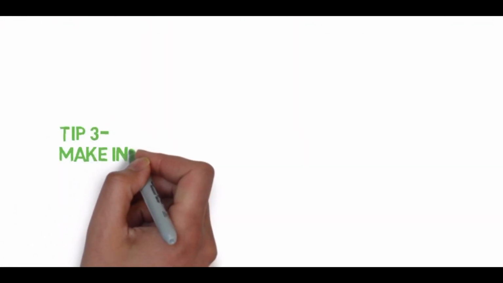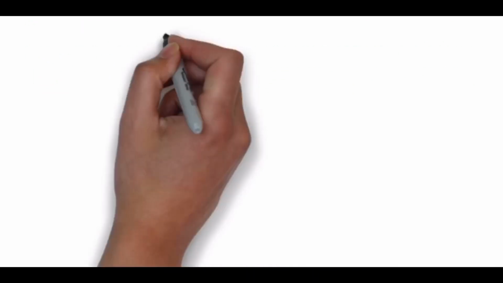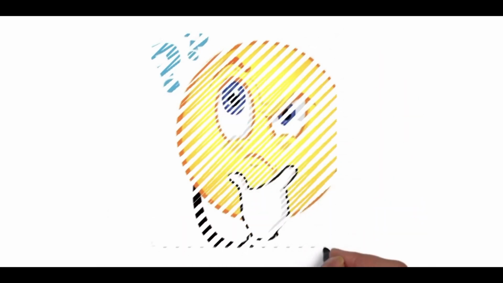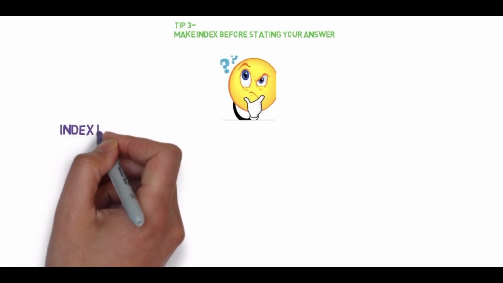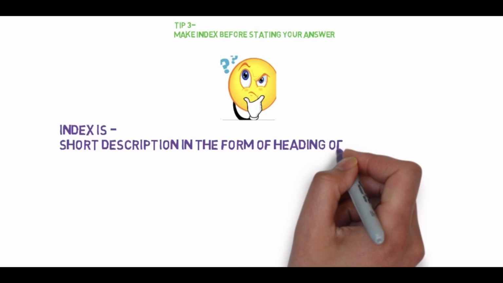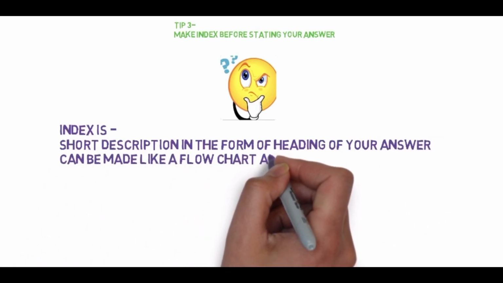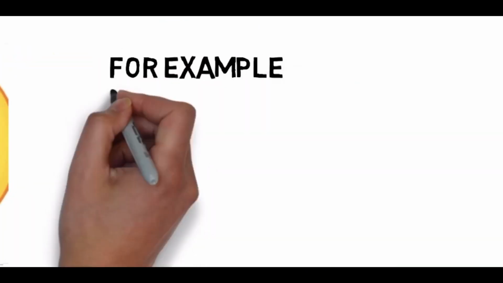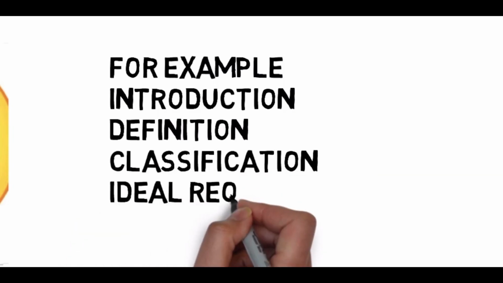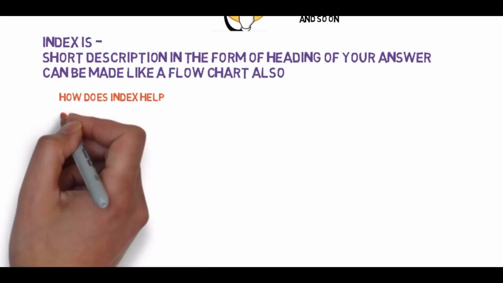Tip number 3. Make an index before starting your answer. All of you are confused. I will clarify what an index is. Index is a short description in the form of headings of the answers. You can use flowcharts to describe your index. For example, introduction, definition, classification, ideal requirement, and so on. You can use them as headings.